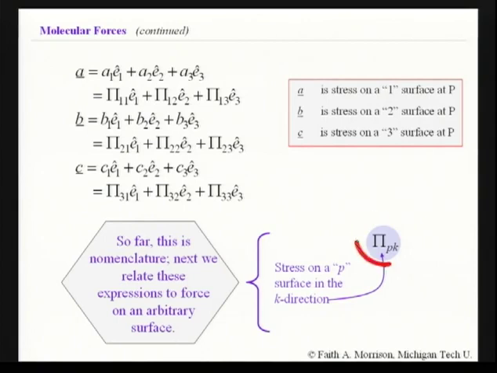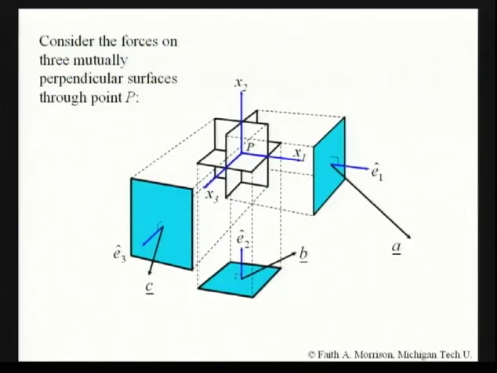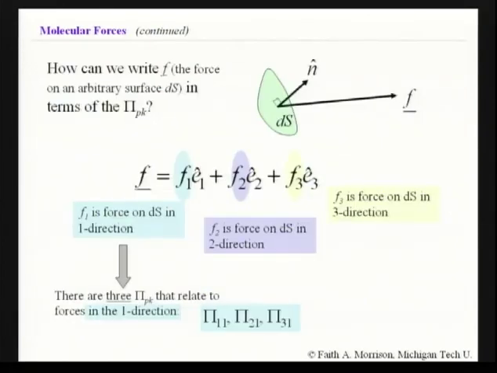So we have these 9 stress components that relate to the stresses on these 3 idealized surfaces. Then what we do is we say, okay, take an arbitrary surface. It has some force on it. That force has a contribution from forces in the 1 direction on a 1 surface, forces on a 2 surface, and forces on a 3 surface. And that's how we relate the forces on these idealized surfaces to the general forces on a surface.